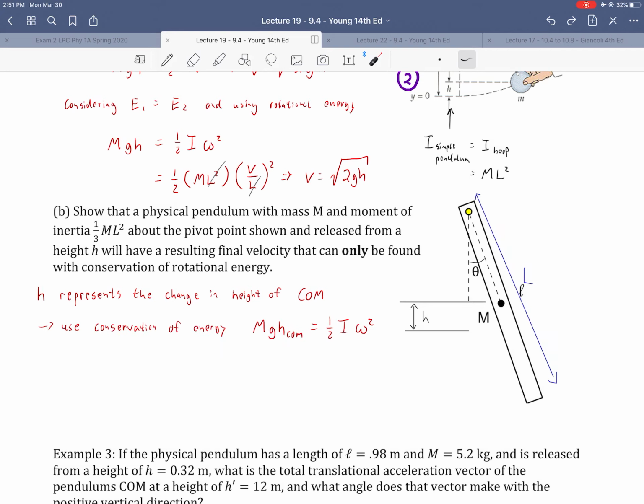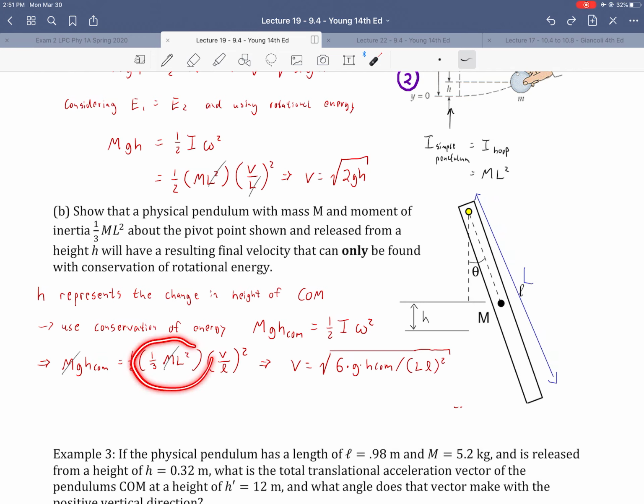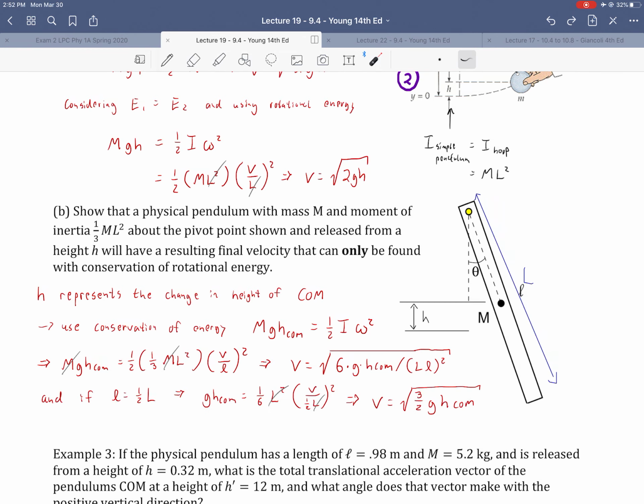So we're going to use conservation of energy. mgh becomes 1/2 I omega squared. I'm using rotational energy because I want to show it only works with rotational energy, so I'm going to start with rotational energy. Then we're going to insert our correct moment of inertia, which was given to us. We'll solve for it later using calculus. And then we're going to replace omega with v over L. And then I'm going to solve for our final velocity. Okay? So you can see that in this case we get a different value.